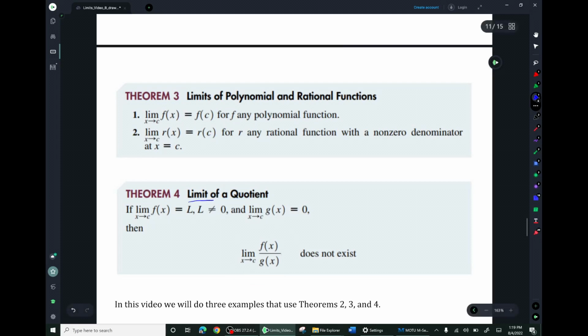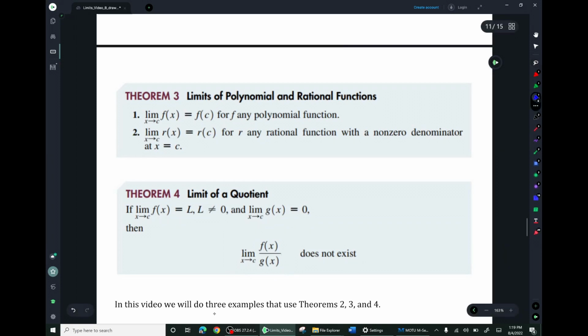Theorem 4 is about limits of quotients in certain situations. If you have the limit as x approaches c of the quotient f of x over g of x, and if the limit of the numerator alone is a number L that's not 0, and the limit of the denominator alone is 0, then in that situation, the limit of the quotient does not exist.